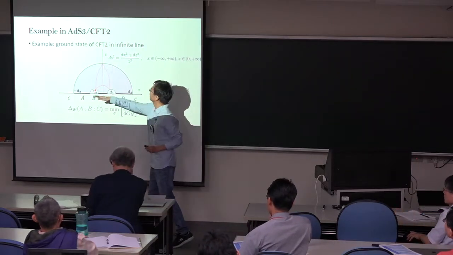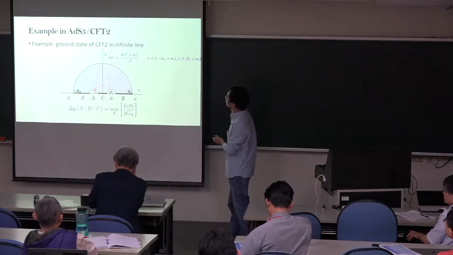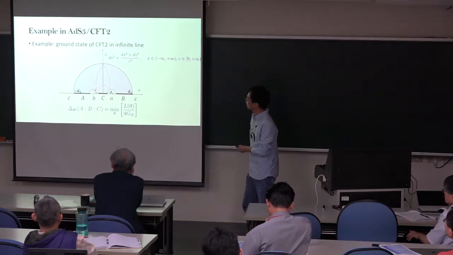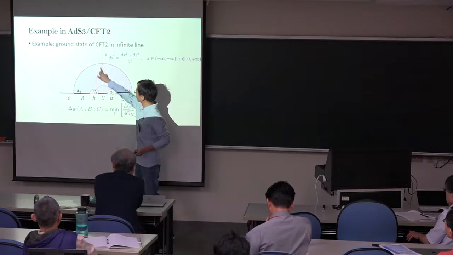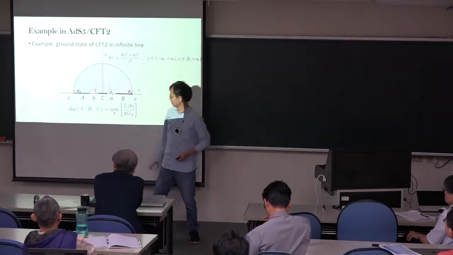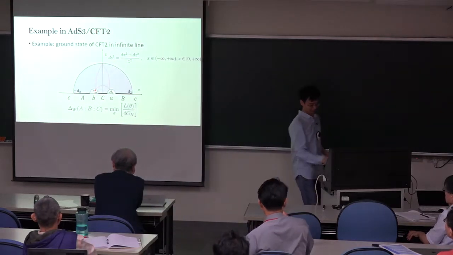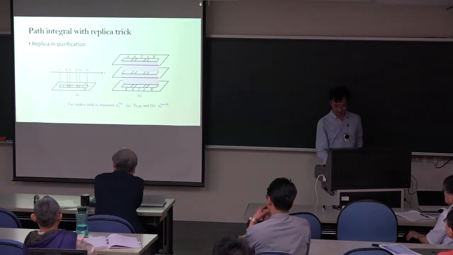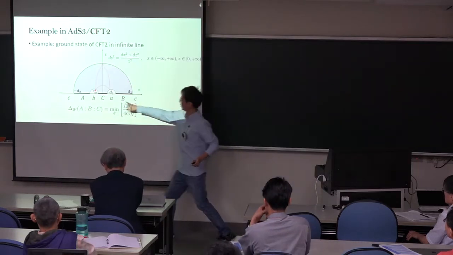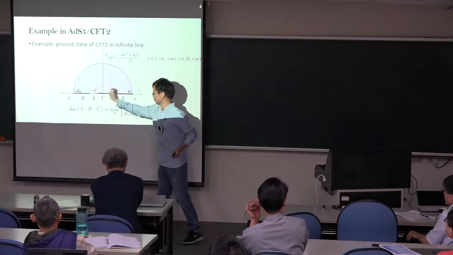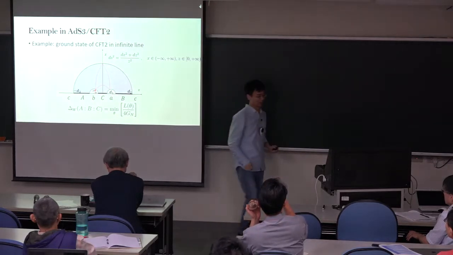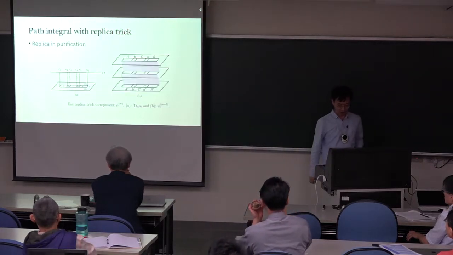Now we take an example to do the real computation. Let's do an infinite line. It's a ground state of CFT2, which is the AdS vacuum. So now here the triangle configuration looks like this. So let's minimize it. Geometrically, this is a very simple exercise. If you minimize this theta angle, and convert it using symmetry, you can compute the geometric length.